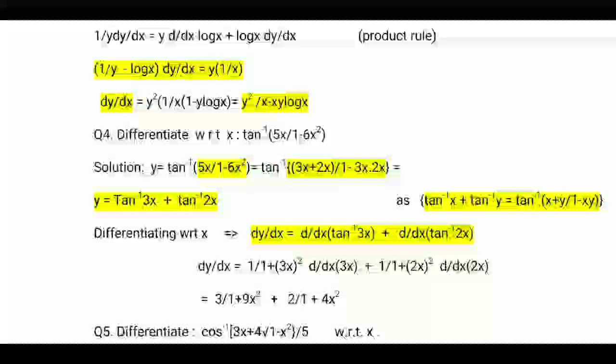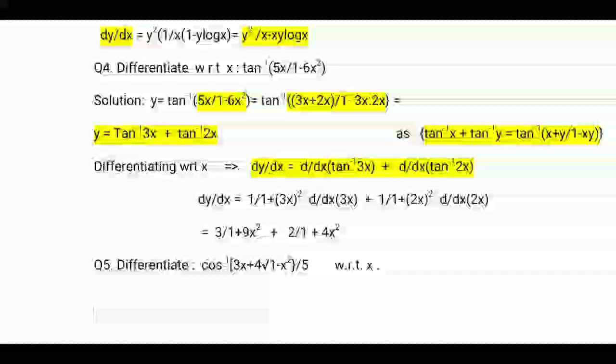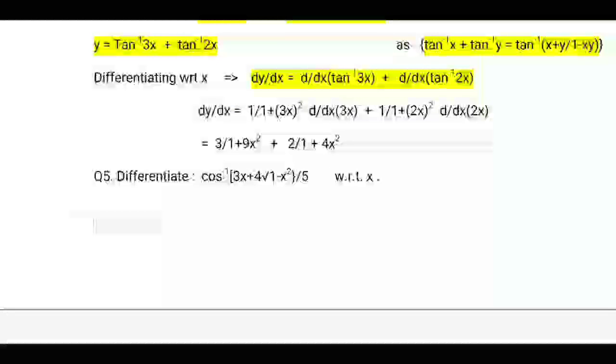dy upon dx is equal to d upon dx of tan inverse 3x plus d upon dx of tan inverse 2x, that is equal to 1 upon 1 plus 3x square into d upon dx of 3x using chain rule, plus 1 upon 1 plus 2x square into d upon dx of 2x. So we get 3 upon 1 plus 9x square plus 2 upon 1 plus 4x square. This is the result.